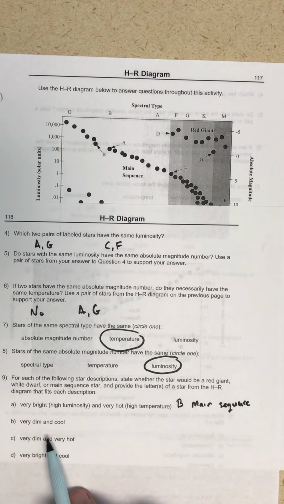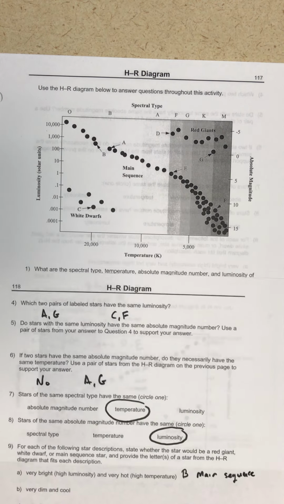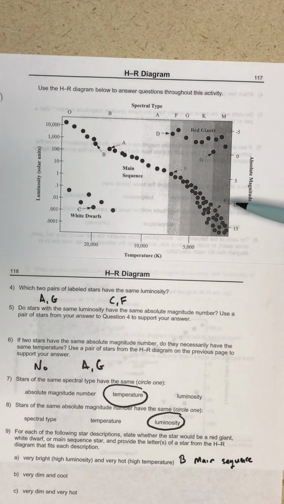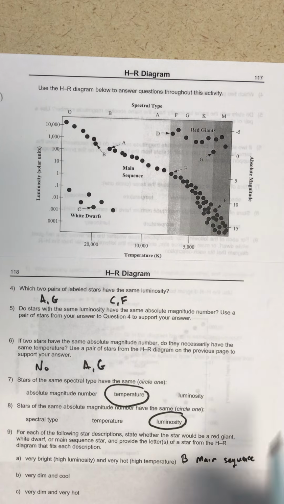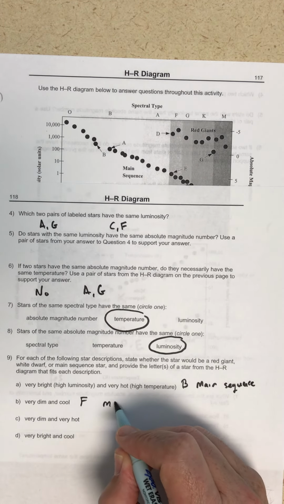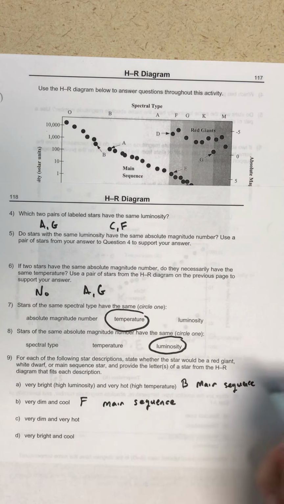We want a star that is very dim and cool. So we want low luminosity, low temperature. So we're looking for a star in the bottom right part of the HR diagram. We could pick star F, and that star is also on the main sequence. That's a low mass star.